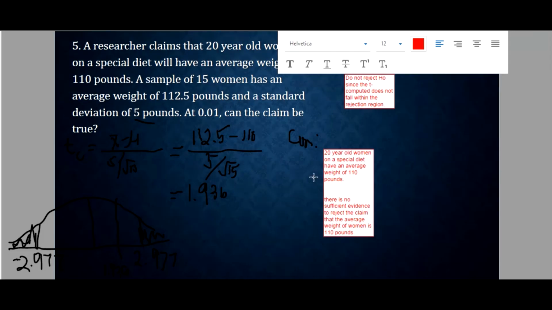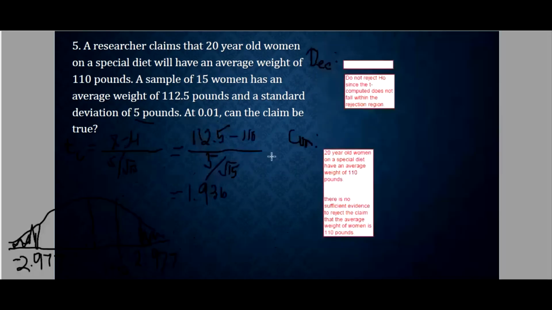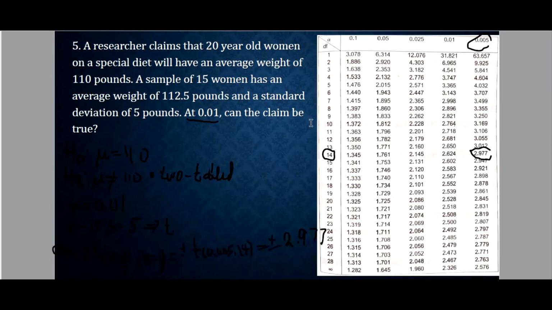But the easiest part here is, of course, you may use your H0 or HA for your conclusion. Since we will not reject H0 here, you may conclude H0 directly, meaning that the average weight of these 20-year-old women who have this special diet is 110 pounds.